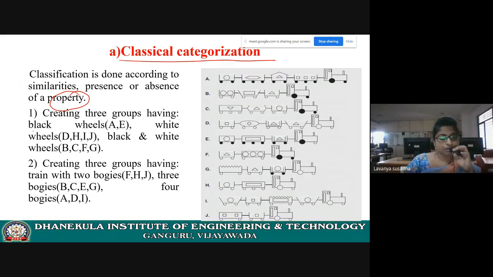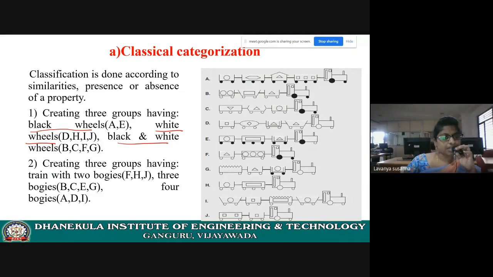I took the property called black and white wheels. Here I am grouping the trains. This is a train problem. Each train is labeled with A, B, C, D, and so on. Now here I took the property called black and white wheels. I have grouped like this: all the trains having black wheels, all the trains having white wheels, all the trains having black and white wheels. I hope you understood.